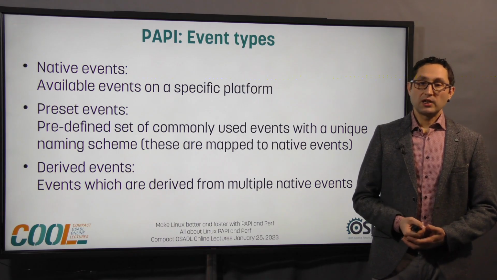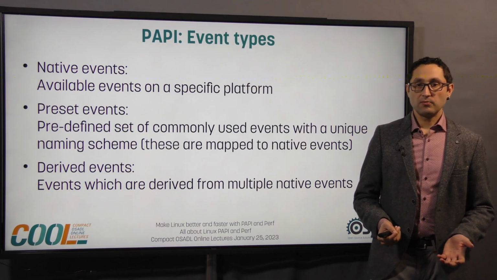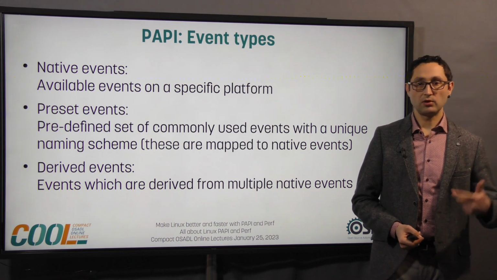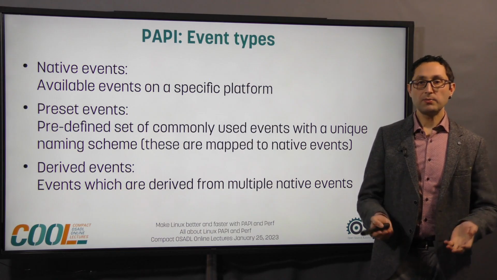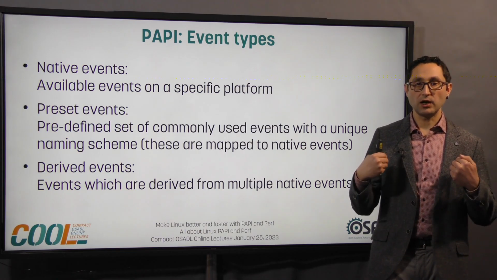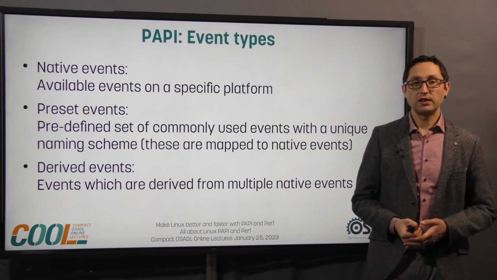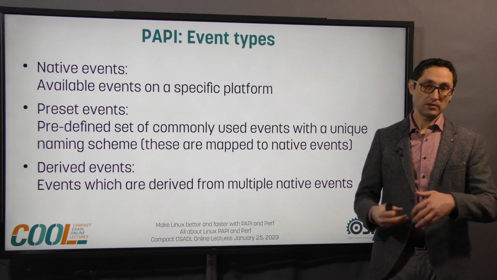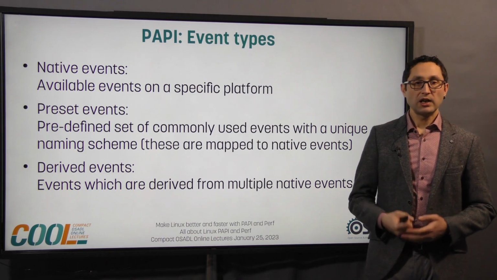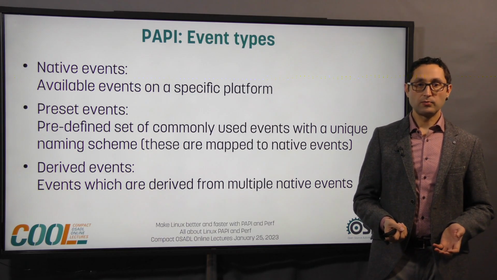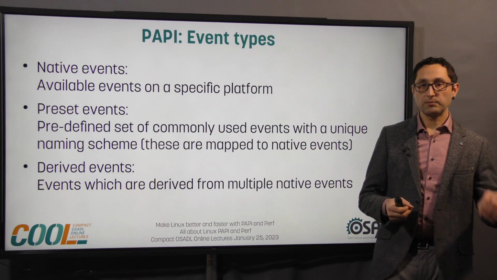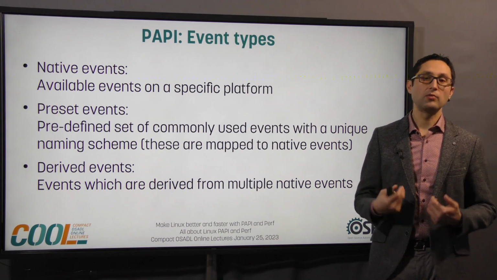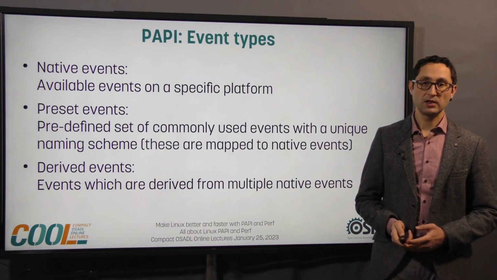Specifically, hardware events can have different names. So the same metrics can have different names, like on x86, on ARM, or on RISC-V. So PAPI gives you a common name for these counters, and these are the preset events. Preset events always map to a native event, but they provide a common naming scheme. And we have the derived events, which are also preset events, but they are not mapped to just one native event. So they are like deriving data from multiple native events.